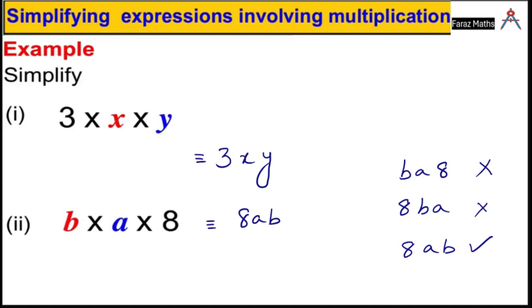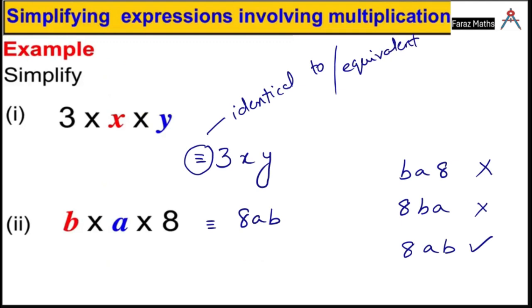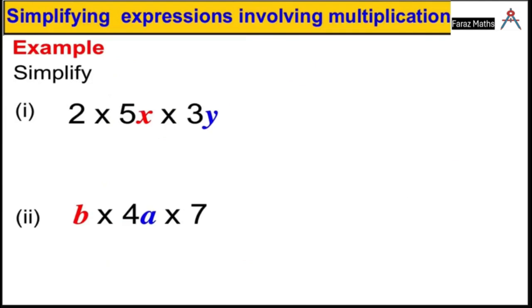Remember this sign, the identical sign, which means identical to or equivalent to. It means that 3 times x times y can be written in this way, 3xy, and b times a times 8 can be written as 8ab. Okay, pause the video and try if you can.